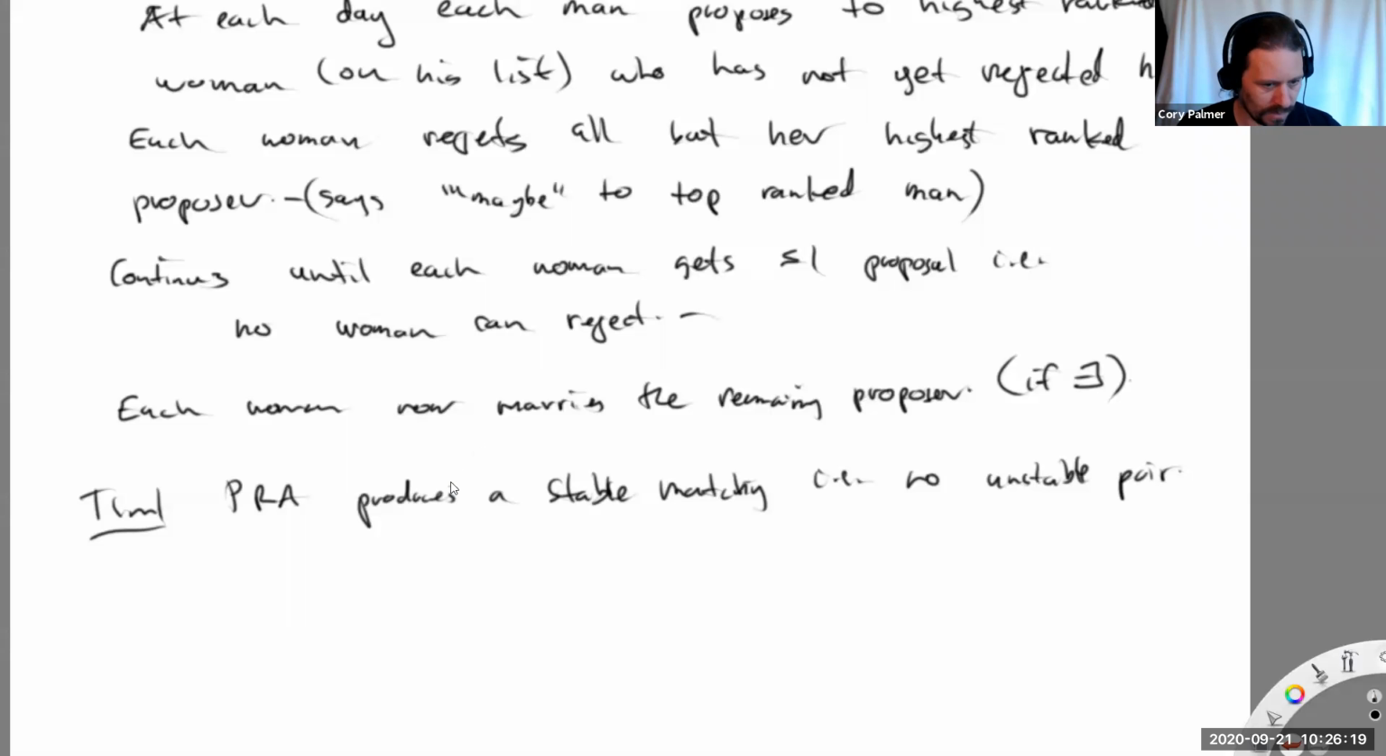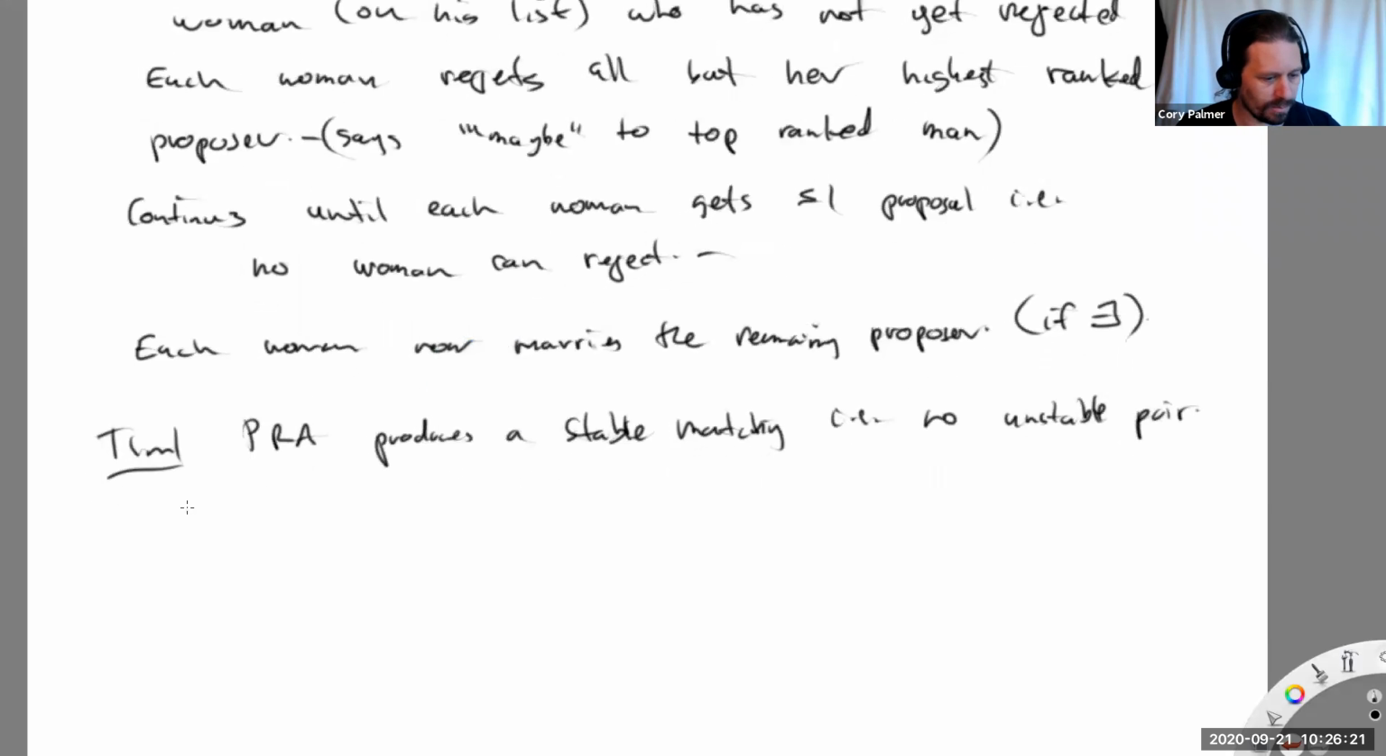Okay, so some of these bits of the proof are almost easier to just talk out rather than write out, but I'll at least try to explain a couple parts of it here. So the first question is, does PRA halt?